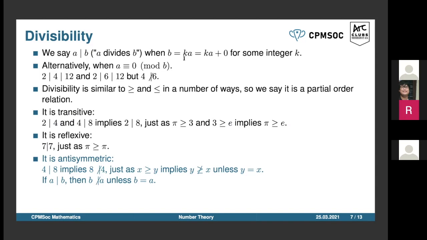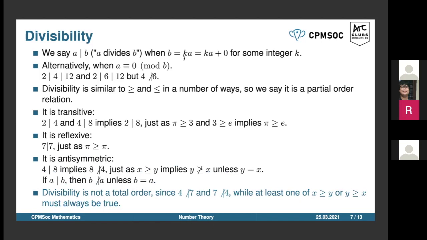We say that either A divides B or B divides A, but it's never both unless they're equal. Just like how you can't have a number that's bigger than another number, but also smaller than it, unless they're the same number. Bigger than or equal to, smaller than or equal to, sorry.